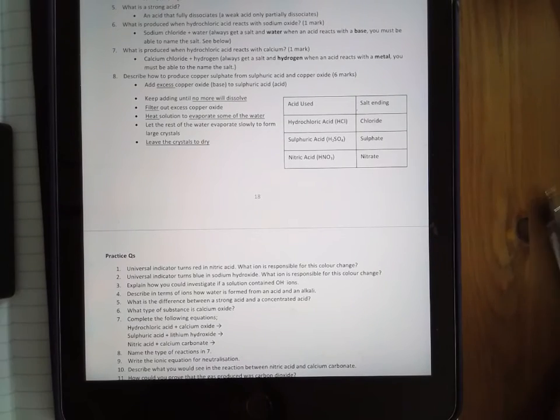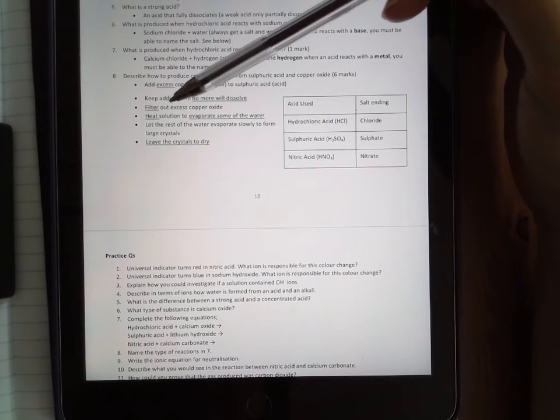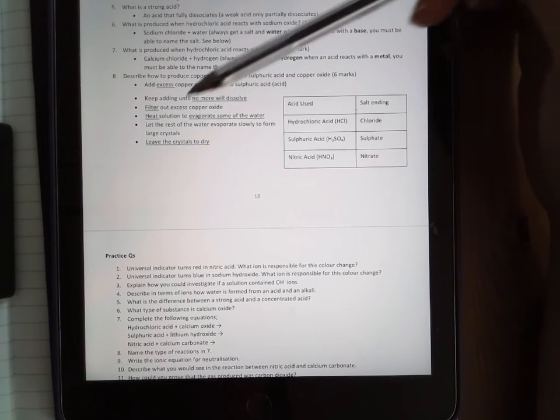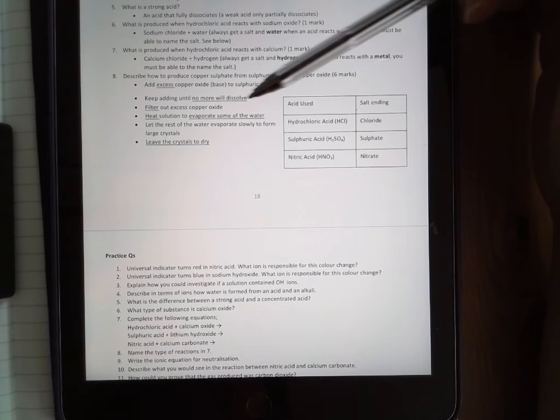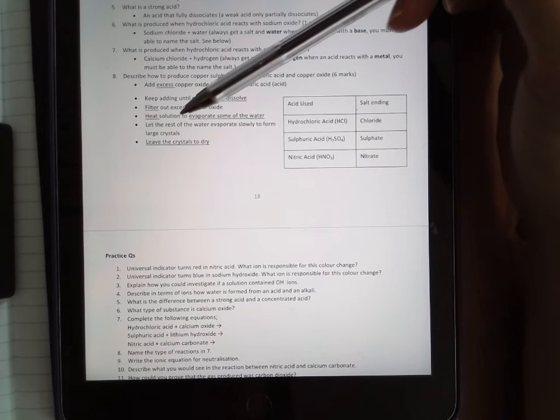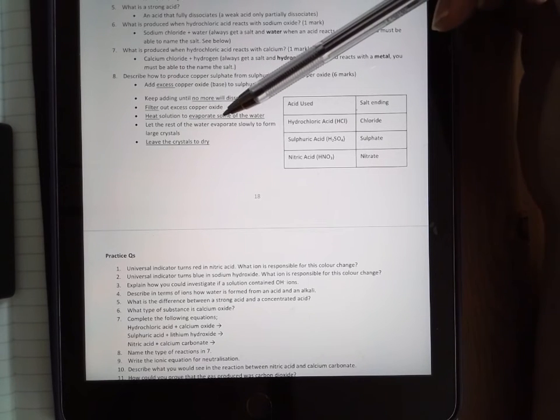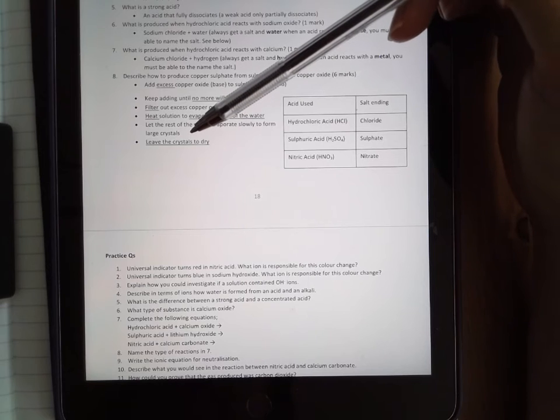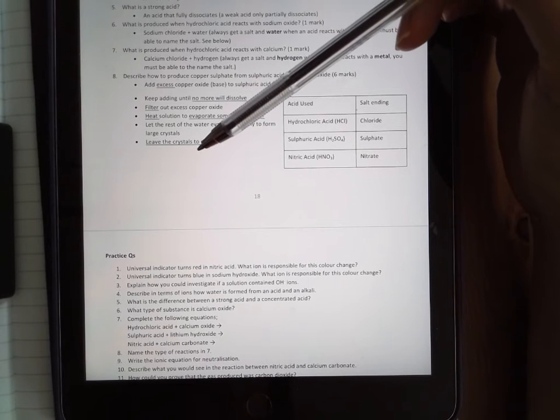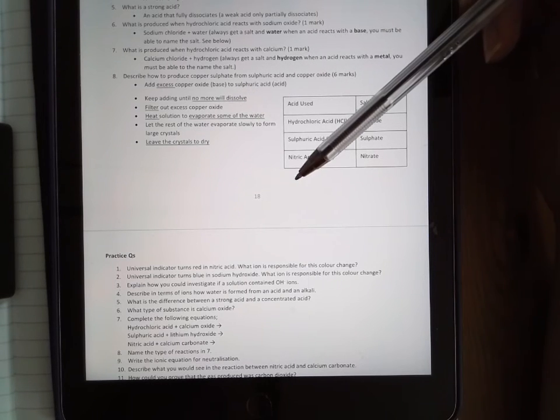Now I go through that answer at the end of page 18. This is how you would make a salt. You add the base to the acid. You filter to get rid of that extra base, and then you heat to evaporate the water. Let the rest of it evaporate slowly. Nice big crystals, which you will then leave to dry.